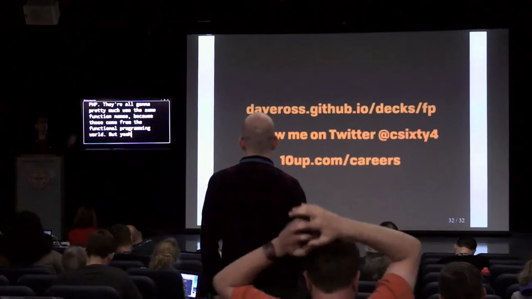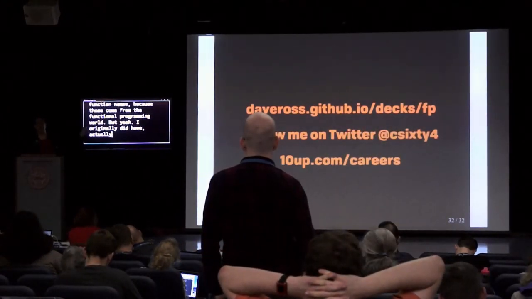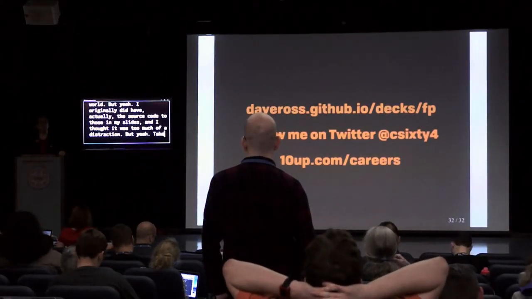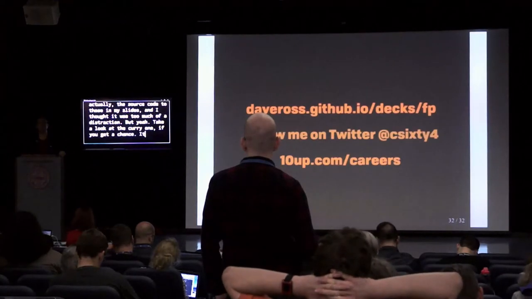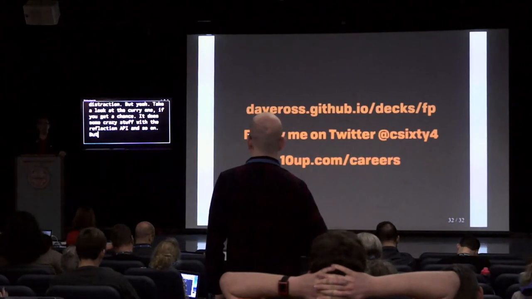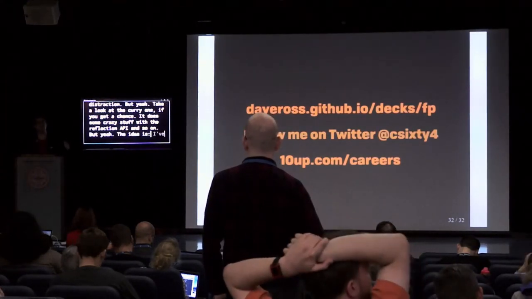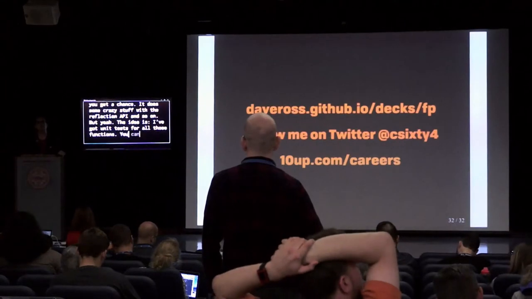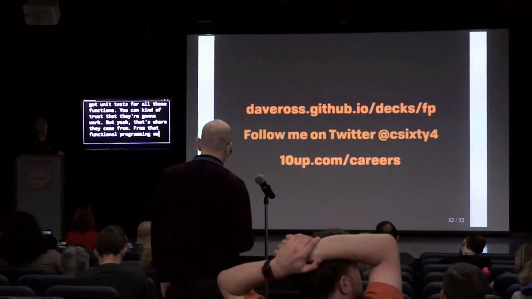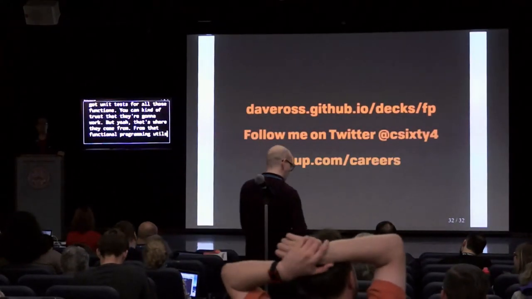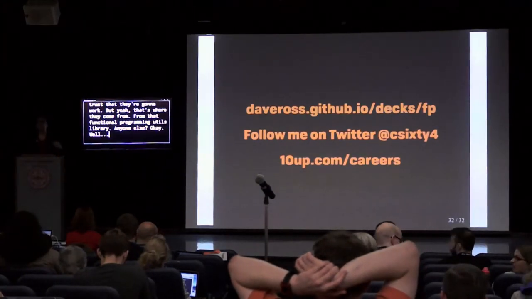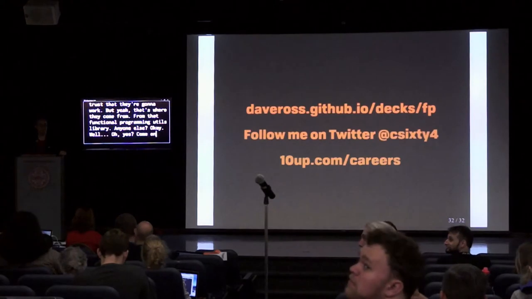But yeah, I originally did have the source code to those in my slides and I thought it was too much of a distraction. But take a look at the curry one if you get a chance. It does some crazy stuff with the reflection API and so on. I've got unit tests for all those functions. You can kind of trust that they're going to work. But that's where they come from, that functional programming utils library. Anyone else? Okay, well, come on down.